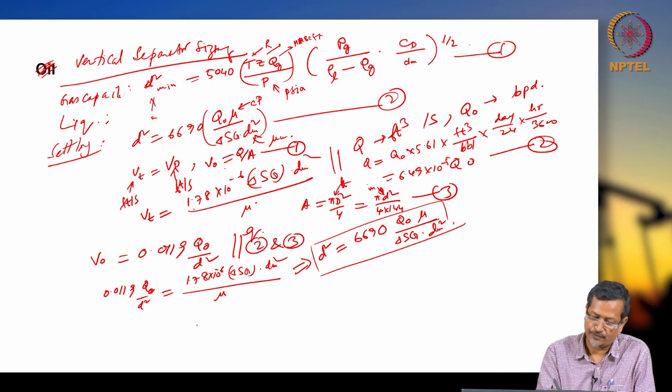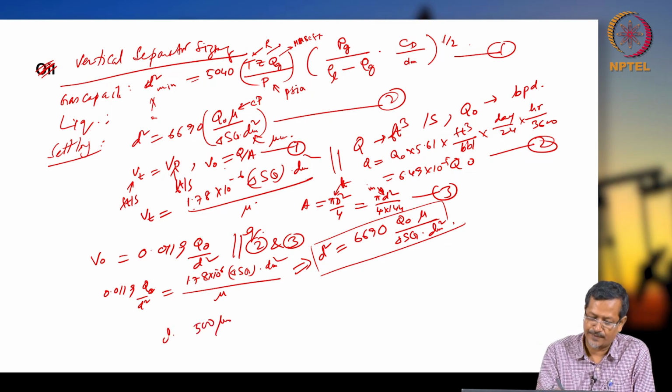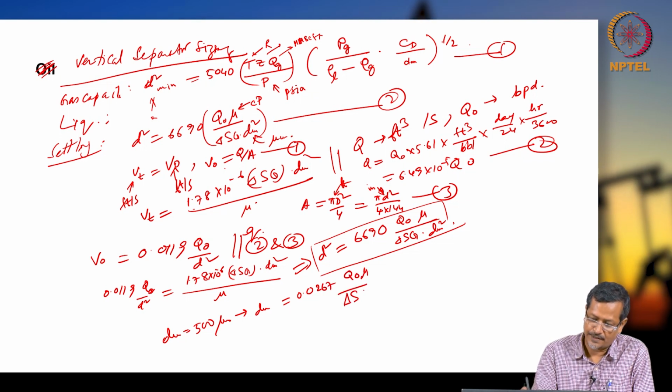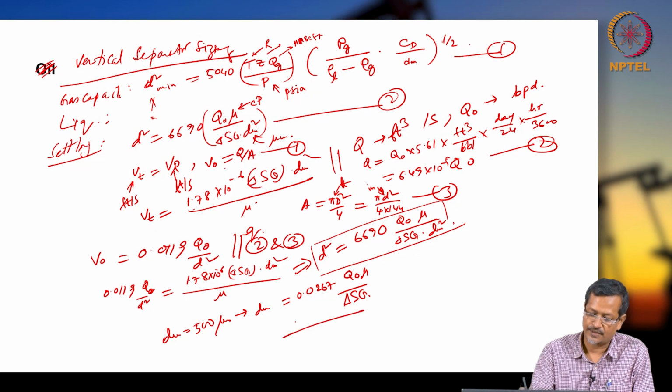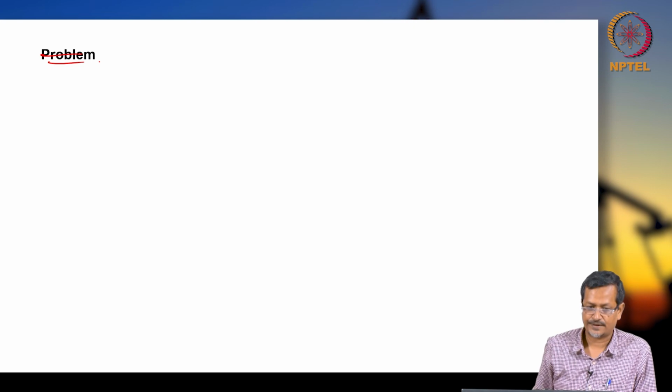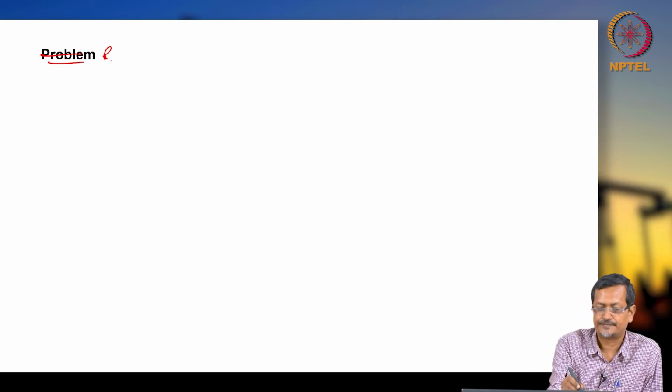For 500 micron, if I use 500 micrometer dm, then the formula for D will be 0.0267 QO mu divided by del SG. So this will come for 500 micron. The problem will be solved later. So I'll write retention time.